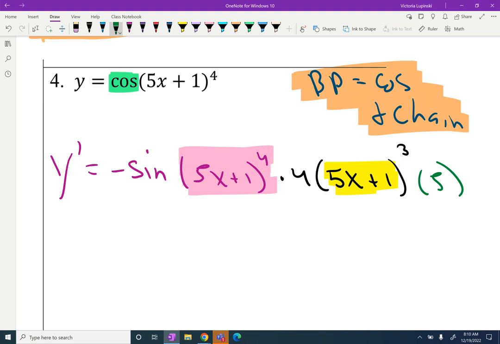Again, not that that's hard, but I need you to understand this is a cosine problem. Do the cosine first. That's the outside function. Do the power rule second. That's the middle function. Do the 5 last because that's the inside function. So all you're trying to do now is clean things up.